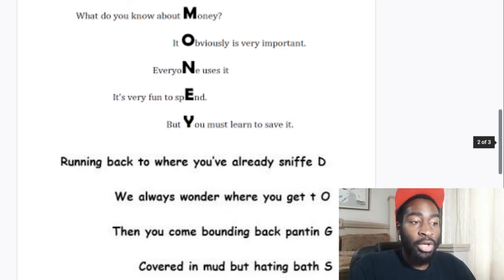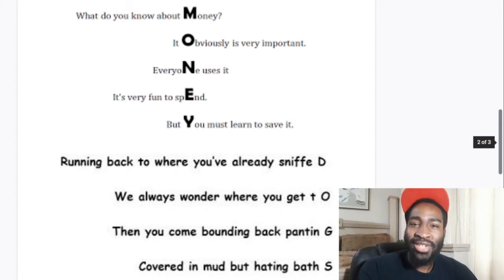And as you can see here, the content of the poem is about money. So of course that's what they're gonna make the acrostic. You're not gonna make the acrostic Cheetos and it's about money. That doesn't make sense. You know what I'm trying to say?